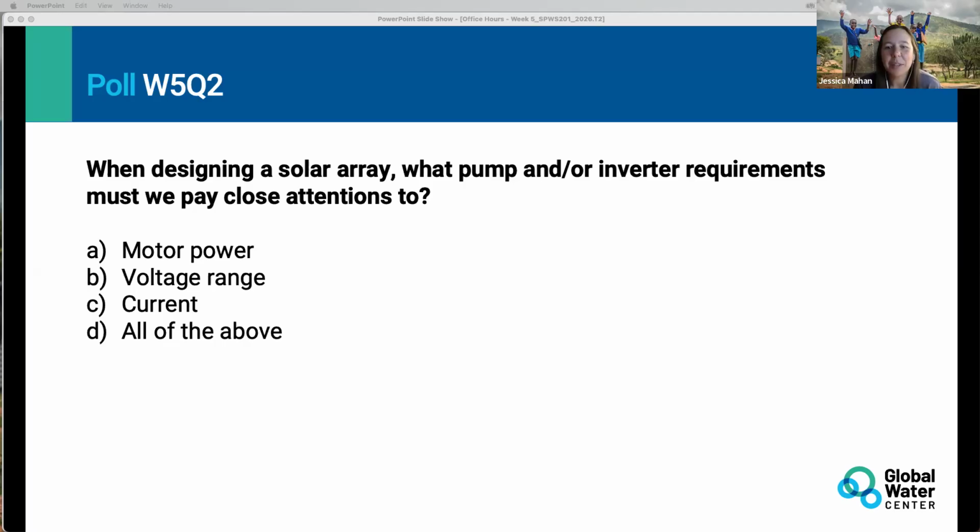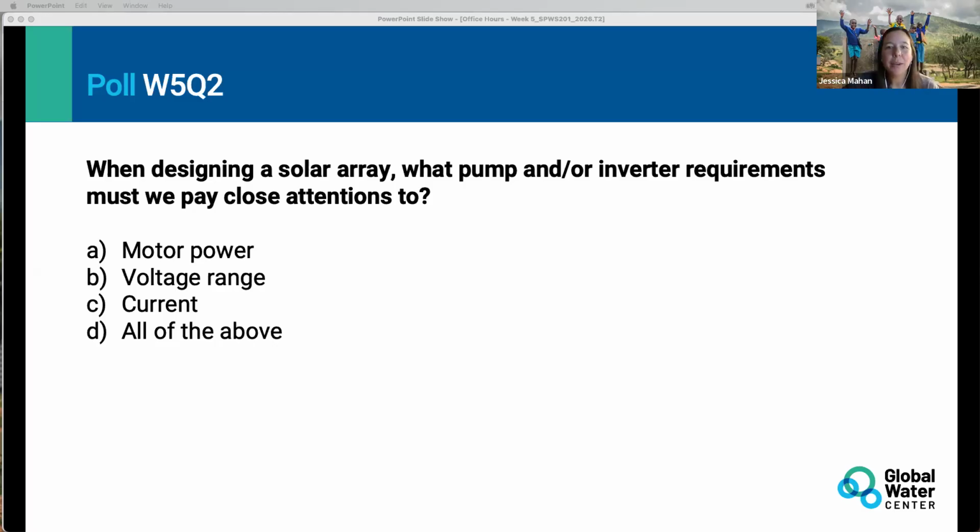Yeah, good responses. So a lot of votes for all of the above. Yes, they're all important. Motor power, yes, very important because we are ultimately trying to get our array to meet the motor power that we need. So that one, yes, is very important. But voltage range and current are also important for how the pump will operate and making sure that it's going to operate correctly.